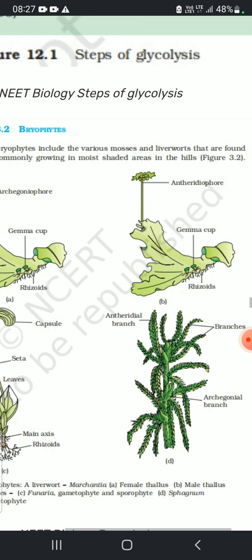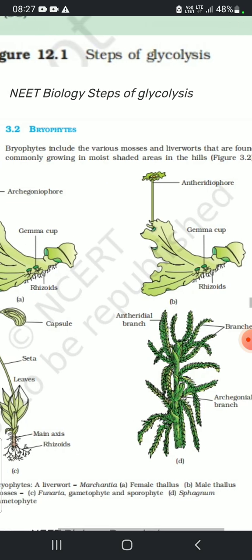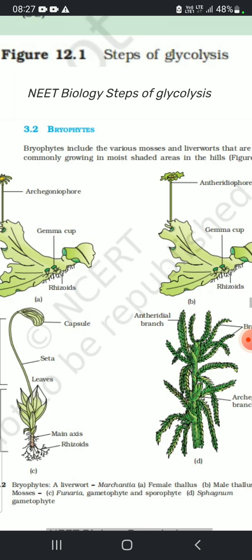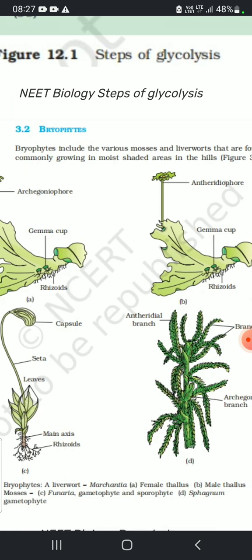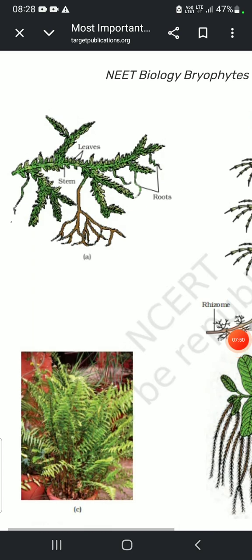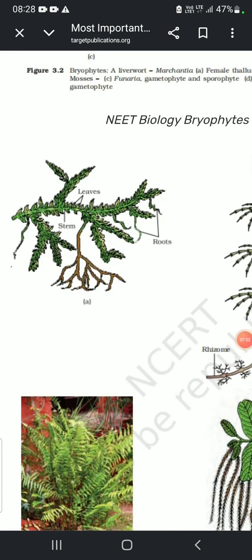Next we have Sphagnum, which is also a moss, and in Sphagnum it is the gametophyte. The Sphagnum diagram is given of the gametophyte. You can see the antheridial branch above, and then below is the archegonial branch, and branches are also given here. Next we have pteridophytes. The first diagram is of Selaginella.